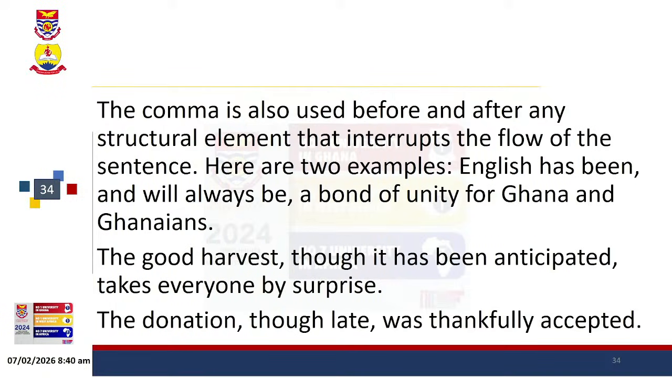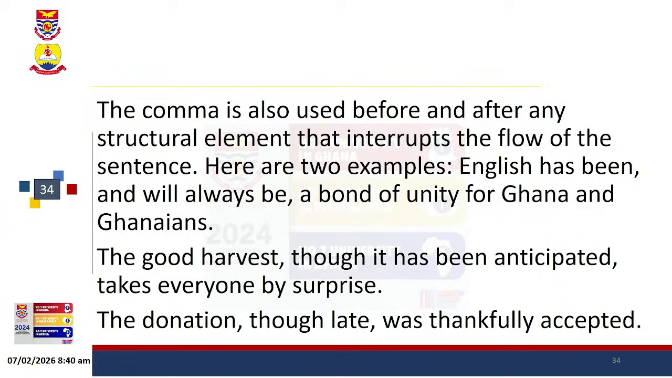The comma is also used before and after any structural element that interrupts or intervenes in the flow of the sentence. Your sentence must flow. If there are any necessary elements or structures that you need to introduce and they will intervene or interrupt the flow of the sentence, you need to mark them out by the use of the comma. Here are some examples.